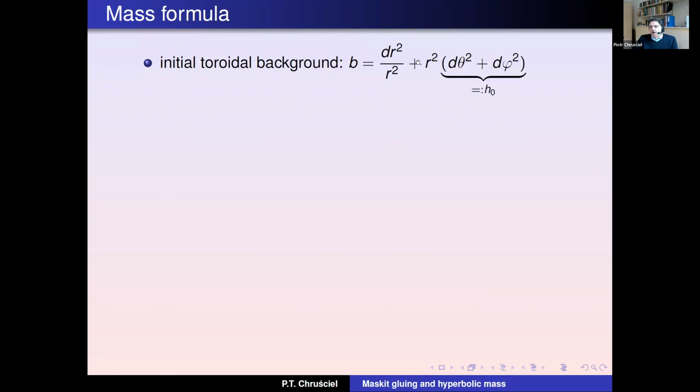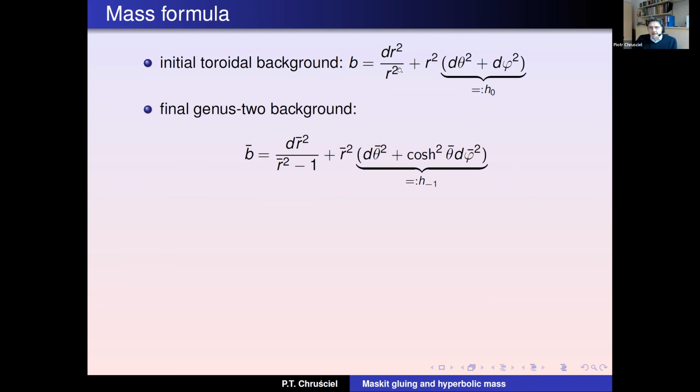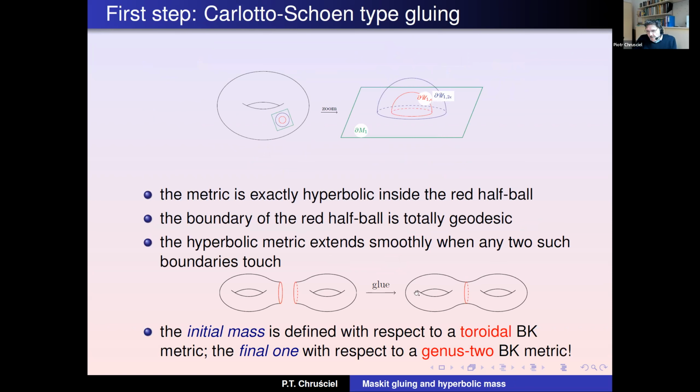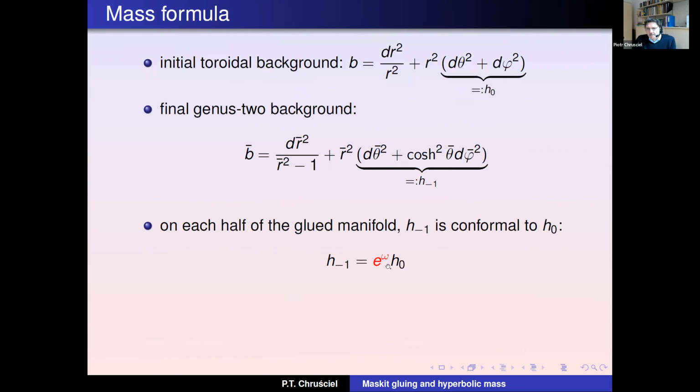So the initial toroidal background was this one. If I went back to my slide about Birmingham-Kotler metrics, you'll see that this is what it is. The one which is negatively curved will look like that, and you need to understand what happens with the mass. And here the point is that this metric, which is in local coordinates the hyperbolic metric of constant scalar curvature -2, or sectional curvature -1, on each half, is conformal to this one, right? Globally, you can't do this because there are no flat metrics on a bretzel. But on each half, you can write such a conformal factor. So on each half, you have a conformal factor here.